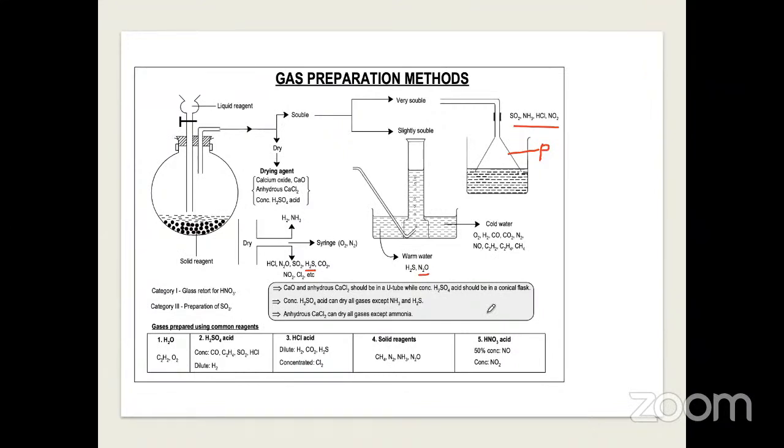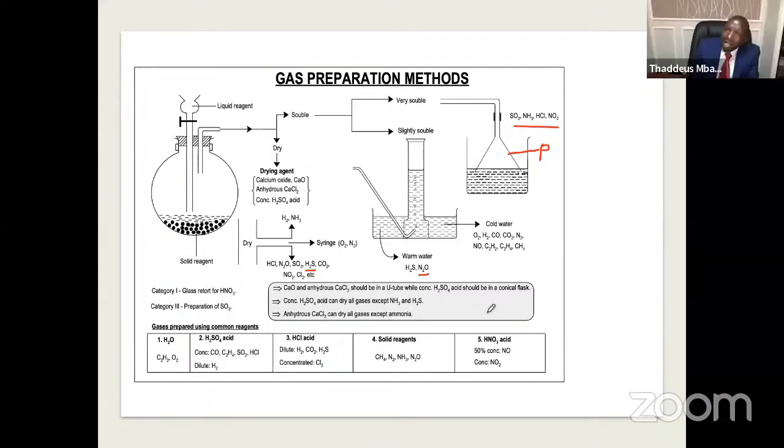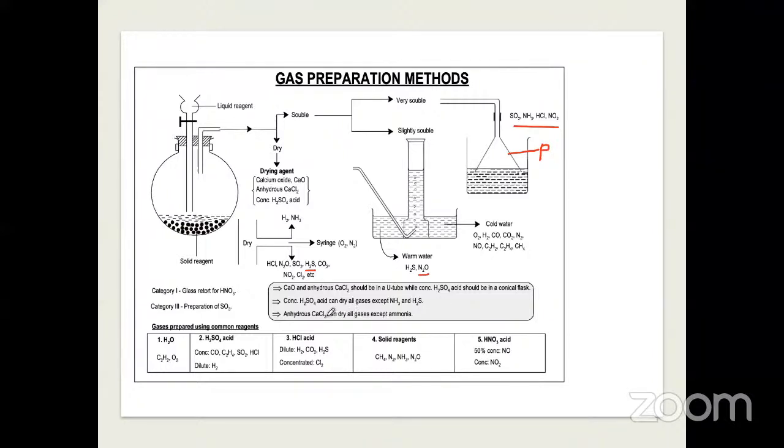Now we go to the summary. We have 18 gases. We don't need to cram the drying agent for the 18 gases. Very simple. Just come here.